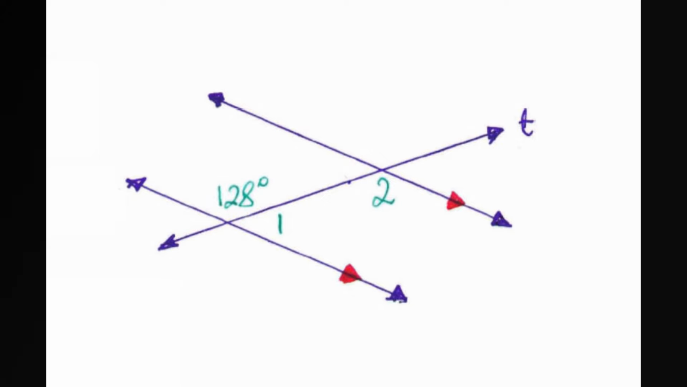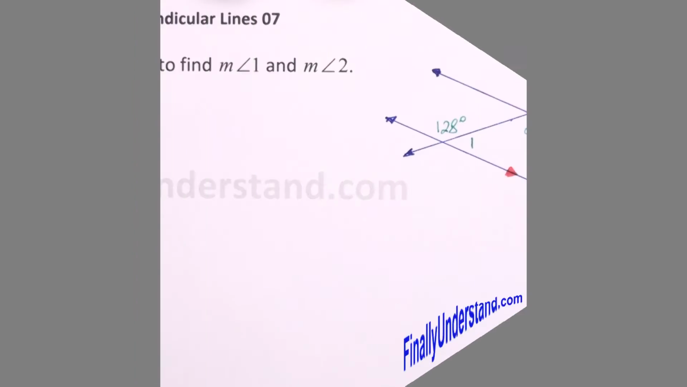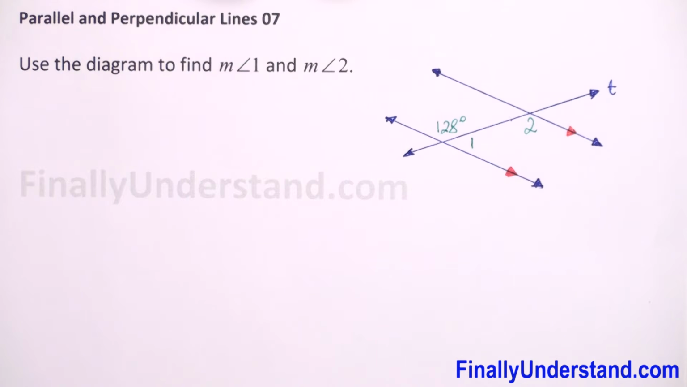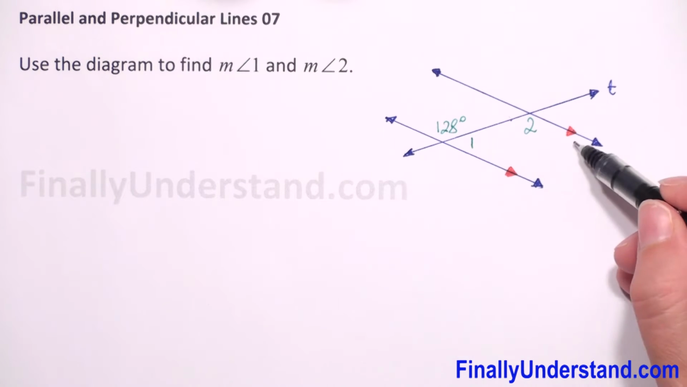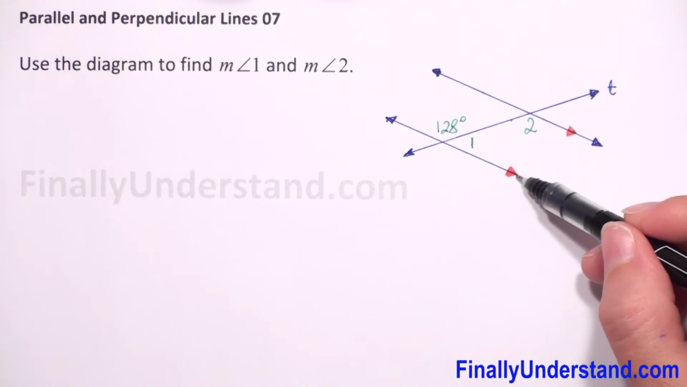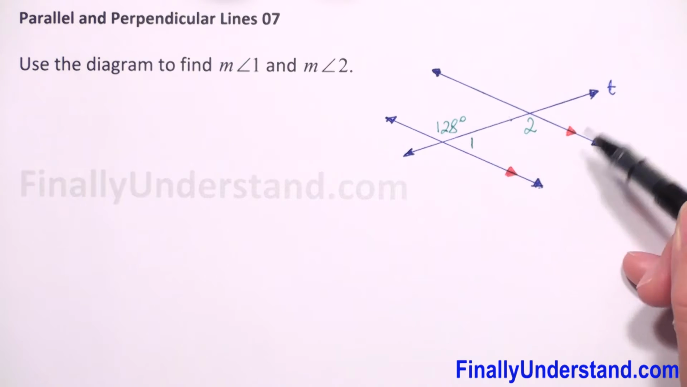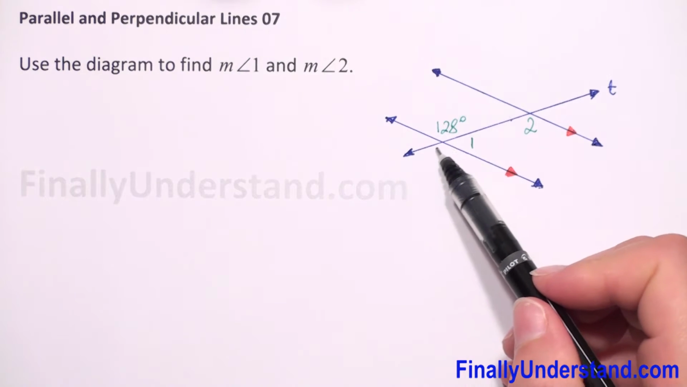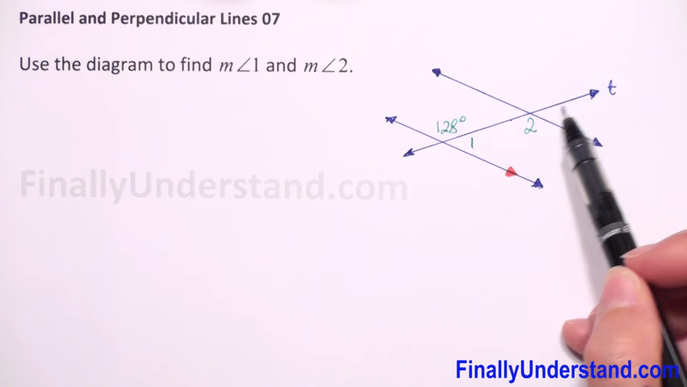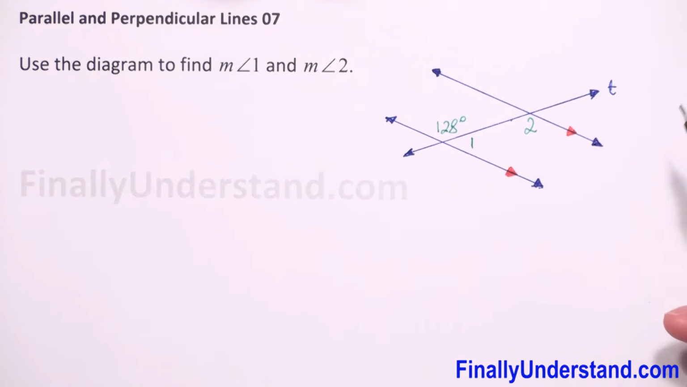We are given a diagram and we have to find the measure of angle 1 and the measure of angle 2. On this diagram we see that these two lines are parallel because we have this red triangle. It means that these two lines are parallel and they are cut by this transversal line.